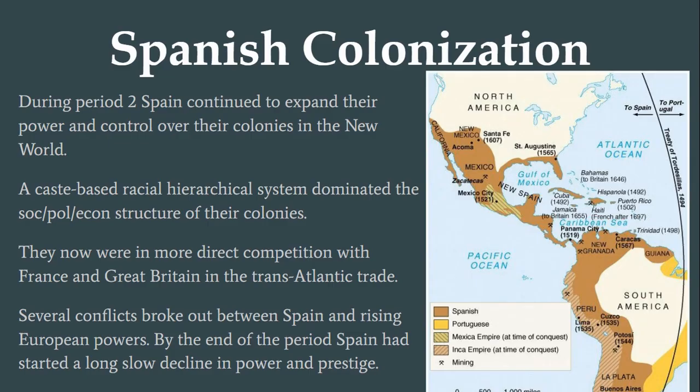First, let's pick up where we left off in Period 1, and that is Spanish colonization. During Period 2, Spain continued to expand their power and control over their colonies in the New World, along with their caste-based racial hierarchical system that dominated the social, political, and economic structure of their colonies. In Period 2, they were now in more direct competition with France and Great Britain in the transatlantic trade. Also, several conflicts broke out between Spain and rising European powers. And by the end of the period, Spain had started a long, slow decline in power and prestige.